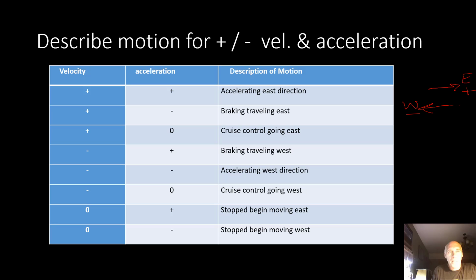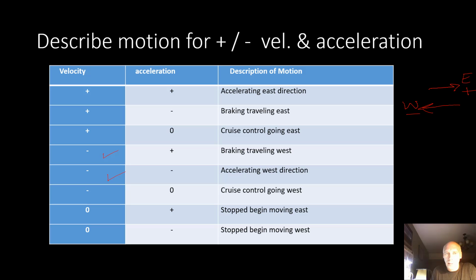Positive velocity, positive acceleration. That means you're going to the east and you're speeding up. You're hitting the gas pedal, driving to the east. If you've got a positive velocity and a negative acceleration, that means you're traveling to the east, but you're slowing down. If you've got a positive velocity and no acceleration, you're on cruise control. You're not speeding up, you're not slowing down, and you're going east. These scenarios are the tricky ones. These are the ones that always trip people up. A negative velocity, you're traveling west towards California, and you've got a positive acceleration. That means you're braking as you're traveling west.